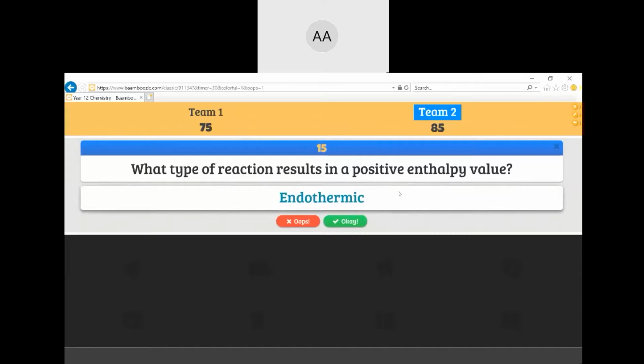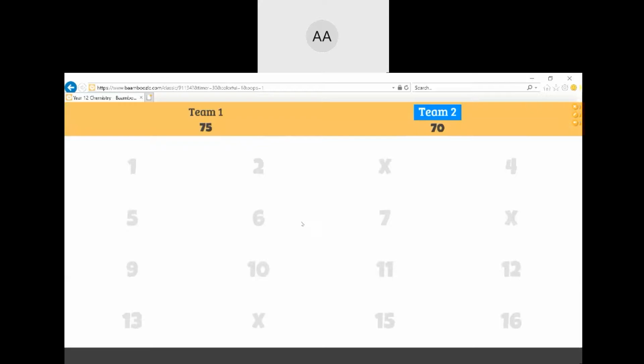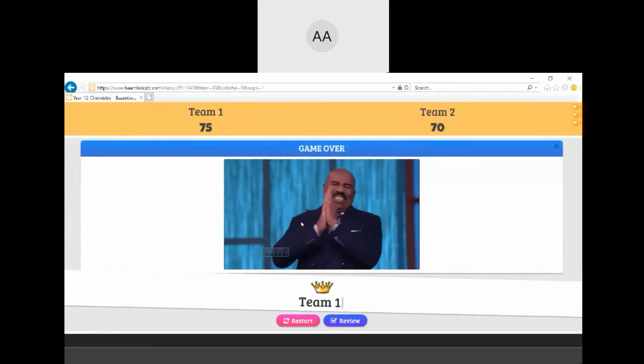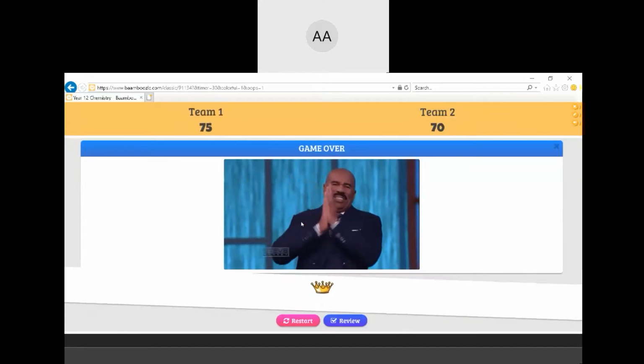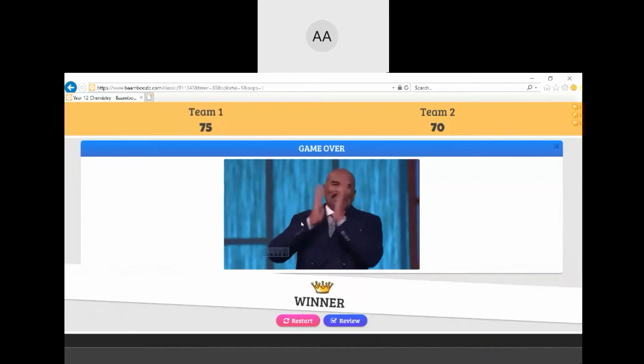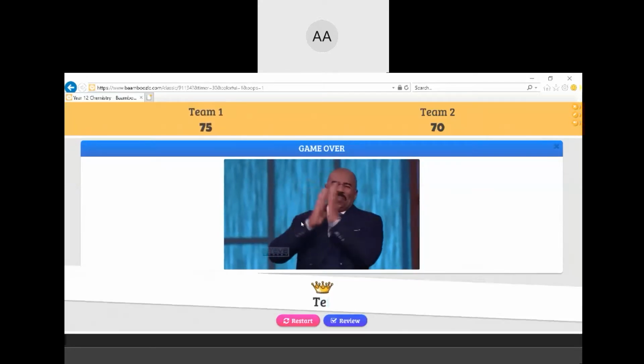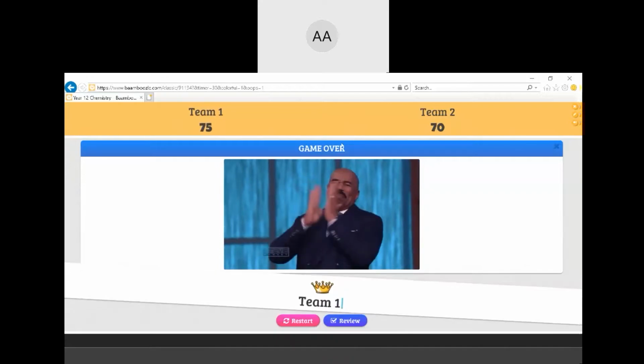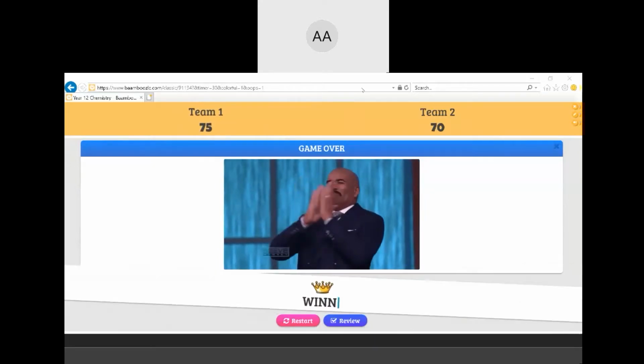I'm afraid, right on the last question, you answered exothermic and the answer was endothermic. So it looks like team 1 won. Well done. Excellent game. Fantastic starter to the day. And we've done some fabulous chemistry revision to start off with. Well done, guys.